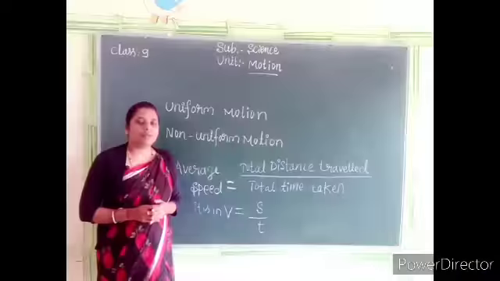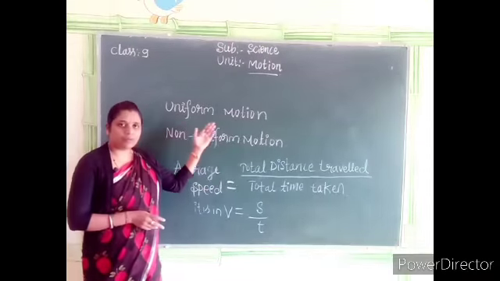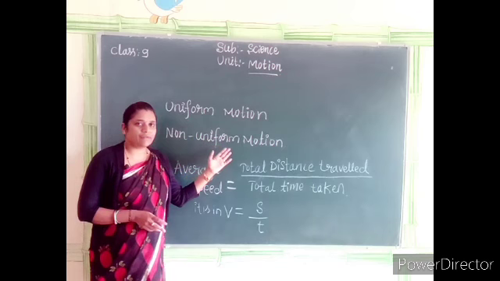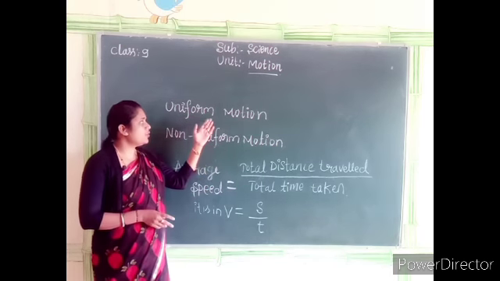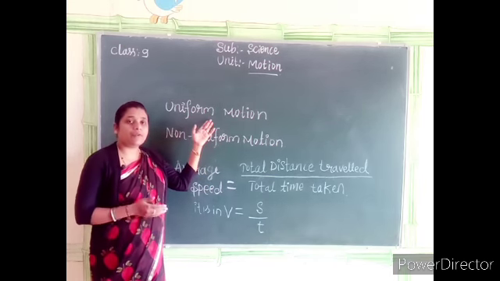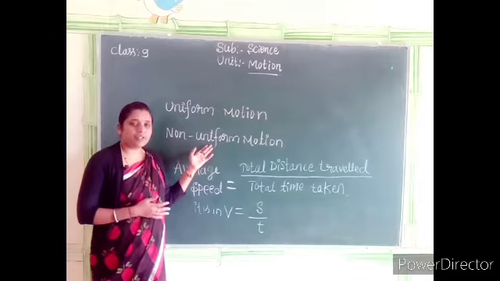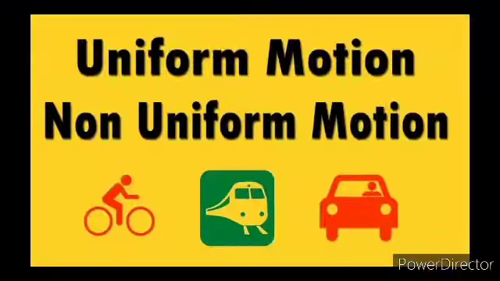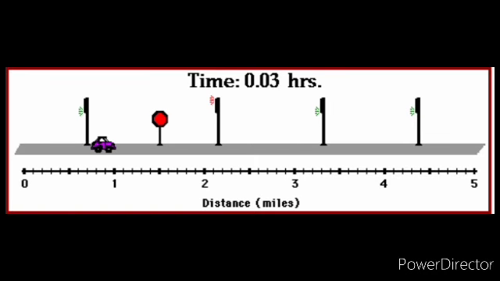Friends, next we come to uniform motion and non-uniform motion. So here the motion is always uniform. So here the motion is not uniform. Students, let us discuss uniform motion and non-uniform motion. First is uniform motion. Consider an object moving along a straight line.